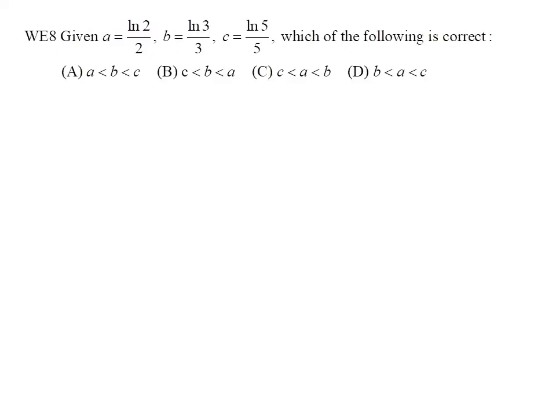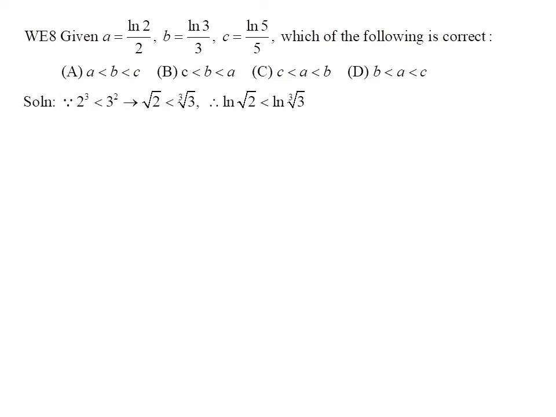There are three constants in example 8, as it can be seen that a equals natural logarithm of 2 divided by 2, b equals natural logarithm of 3 divided by 3, c equals natural logarithm of 5 divided by 5. The question is to make a comparison among a, b, and c, and it is a multiple choice question.